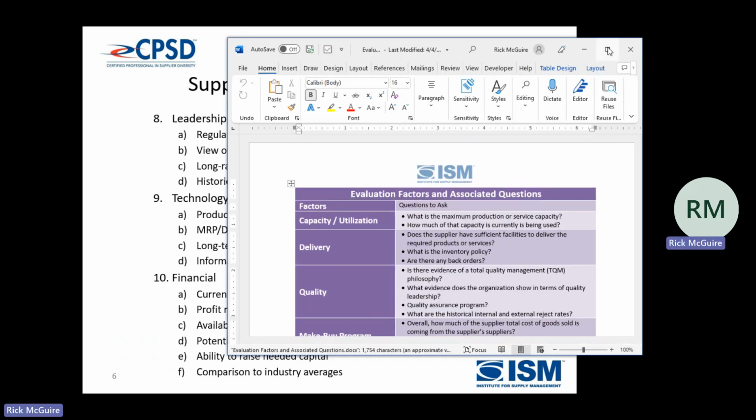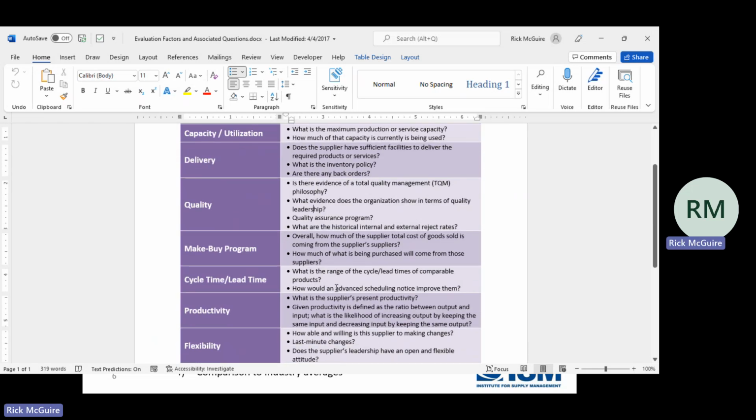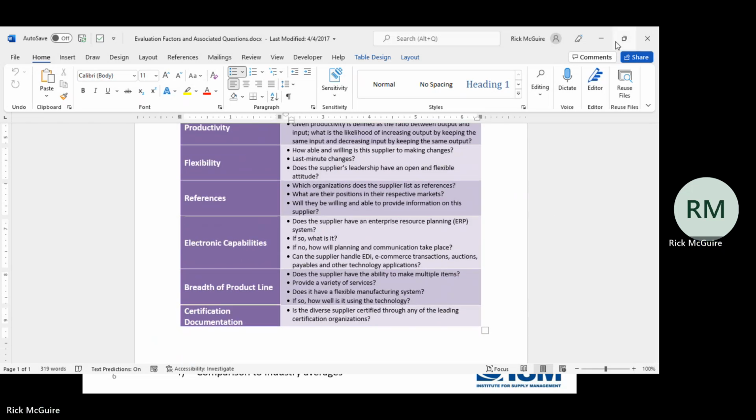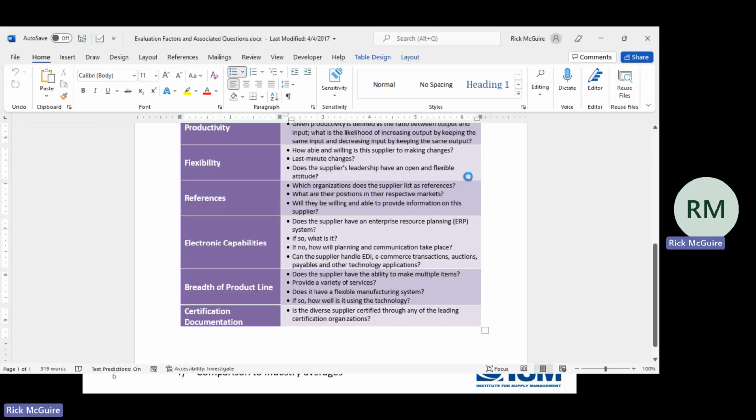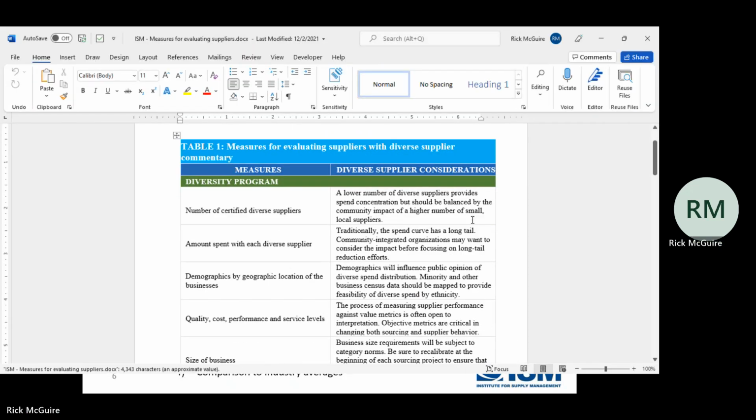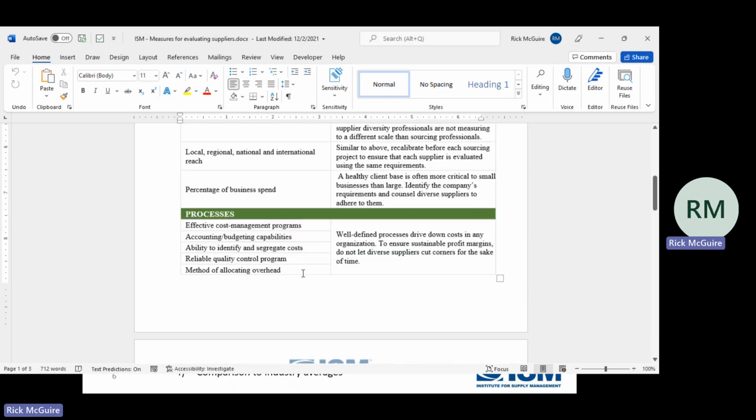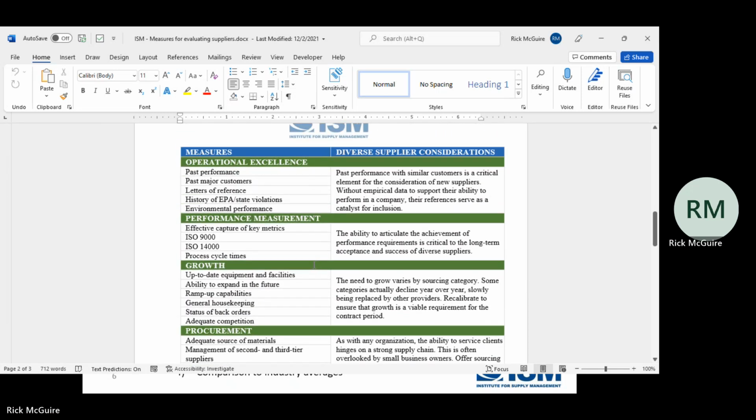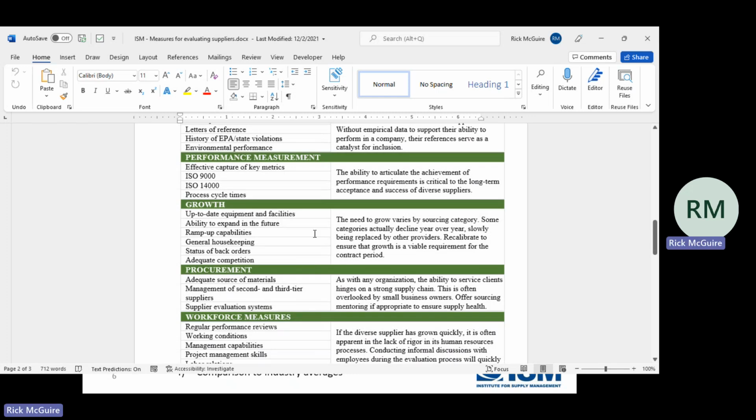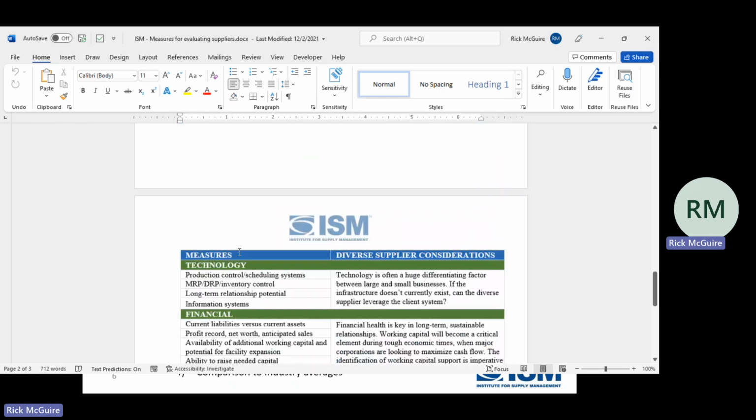So this one has evaluation factors and associated questions for the areas we just covered. Here are some questions that cover them. And this one is another one that's kind of similar. Here are diversity program measures, processes, operational excellence, performance measurement. This is more about what I just read. It doesn't really have any questions on it, it just talks about it.